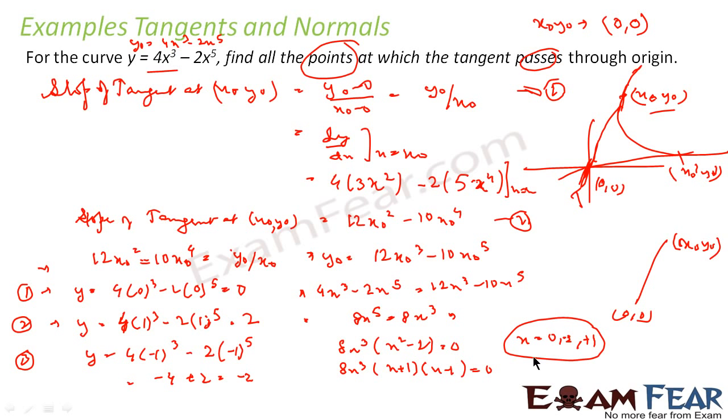So if you see, the xy pairs we got: when x is equal to 0, y is equal to 0, one pair. When x is equal to minus 1, y is equal to minus 2, second pair. And x is equal to 1, y is equal to 2, third pair. And this is my answer.